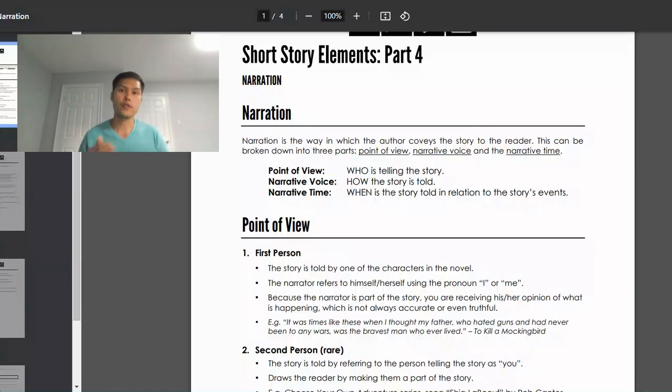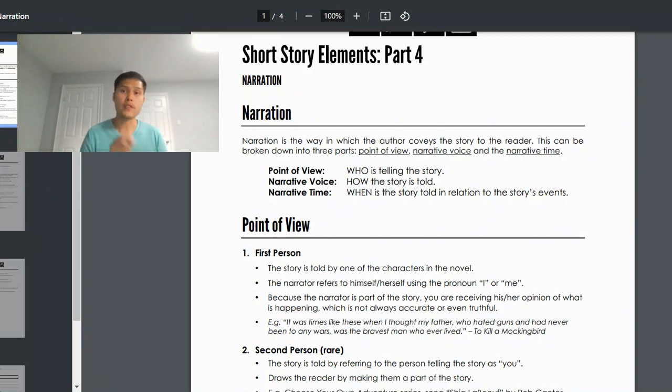Back. We are doing short story elements part 4 now. This is narration. We're looking at narration because it really is a way of helping us, the readers, understand how we should read the story. It gives us a certain perspective of how to actually enter that text or the movie you're watching.